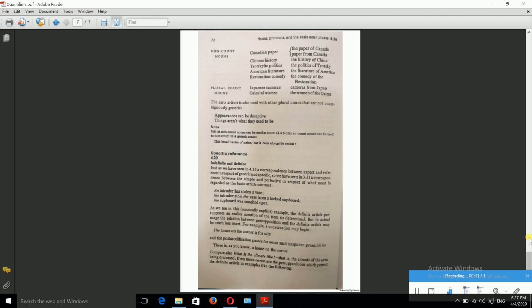The zero article is also used with other plural nouns that are not unambiguously generic. Appearances can be deceptive, as Shakespeare says. Things aren't what they used to be.